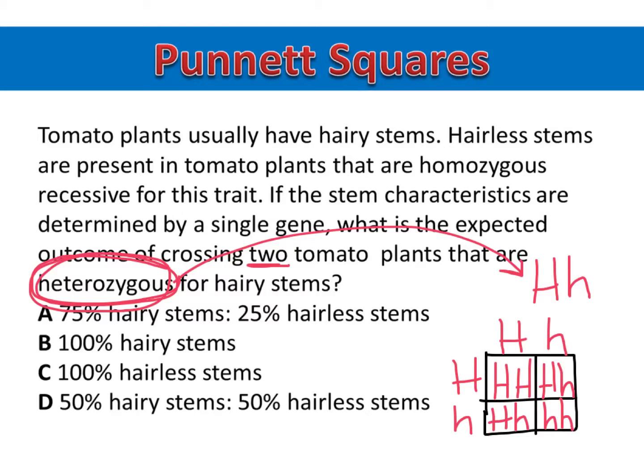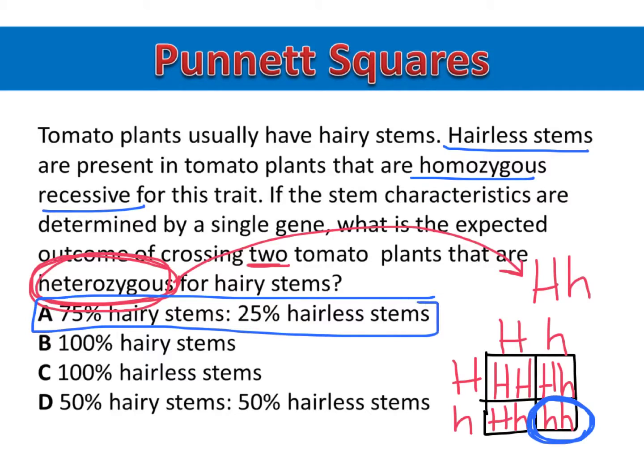And so it tells me that hairless stems are present in homozygous recessive plants. So that means that only this one box, which represents 25%, is hairless. The other 75%, the other three boxes, must have hairy stems. And so that means my correct answer is A, because that's the only answer choice that has 25% hairless and 75% hairy.